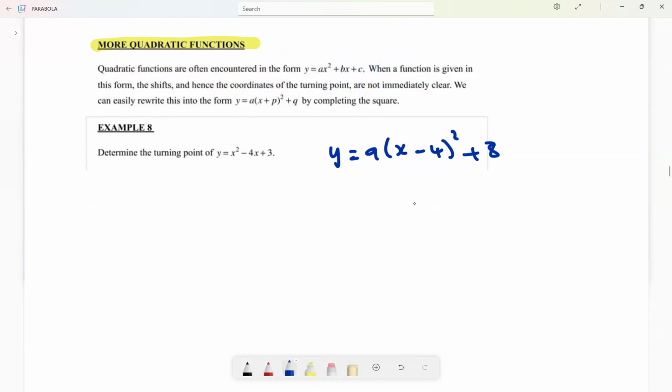okay? So we can easily rewrite this form in turning point form. So we can take this standard form to what? To a turning point form. But how do I do that? I need to know how to complete the square. Remember, you did that in term 1. In term 1, you did how to complete the square in grade 11. And yeah.